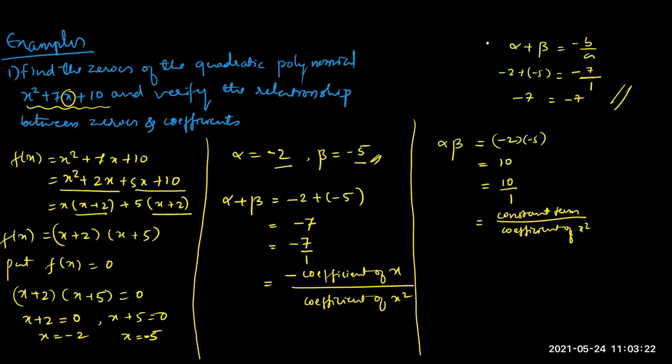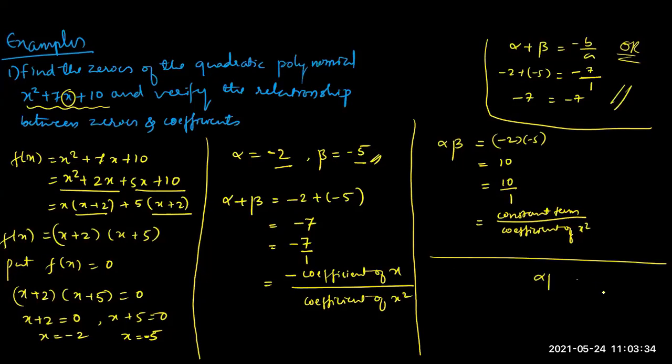Whichever way you can do it. Is it clear? Similarly, alpha into beta is c by a. That is minus 2 into minus 5 equal to 10 by 1. So this is 10 equal to 10. So LHS equals RHS. That can also be done. Is it clear? How to do the verification?